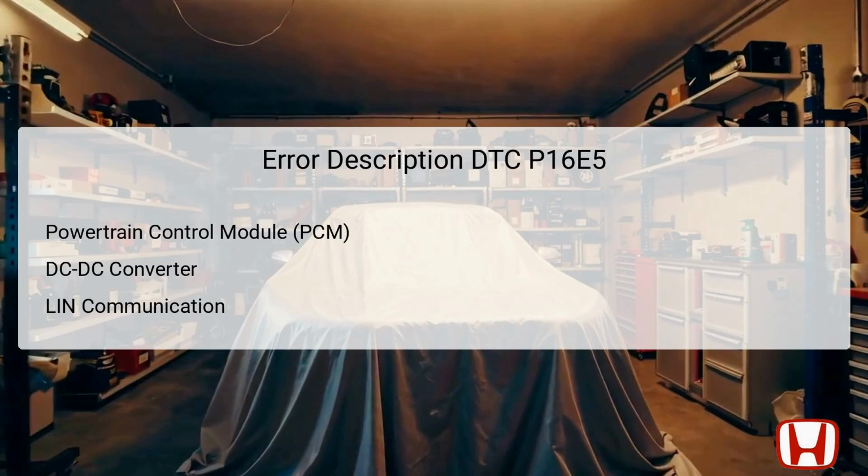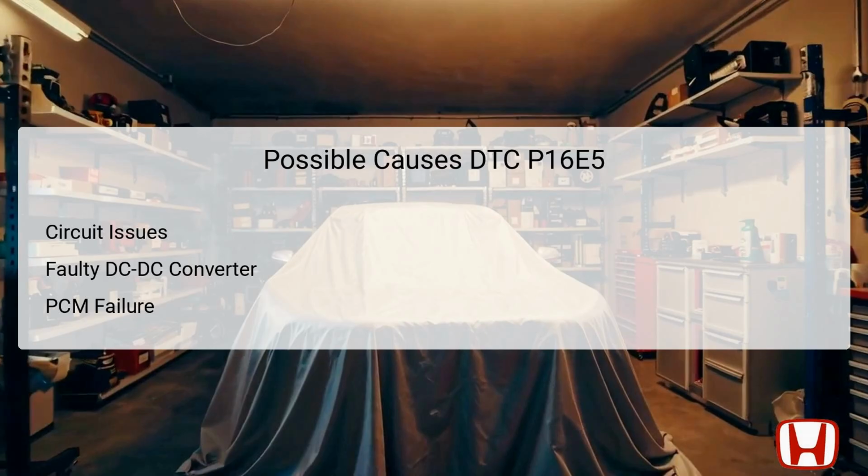The affected components include the PCM, located in the engine compartment, which oversees multiple electronic functionalities, and the DC-DC converter, responsible for voltage regulation. Together, they ensure seamless vehicle operation, and any communication disruption can lead to degraded performance or potential safety risks. There are several potential causes for the DTC P16E5 error code.